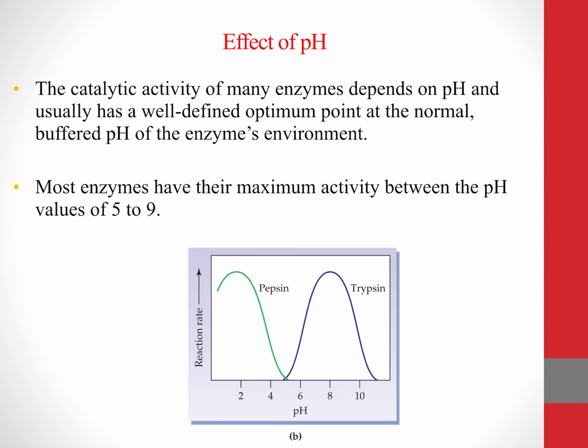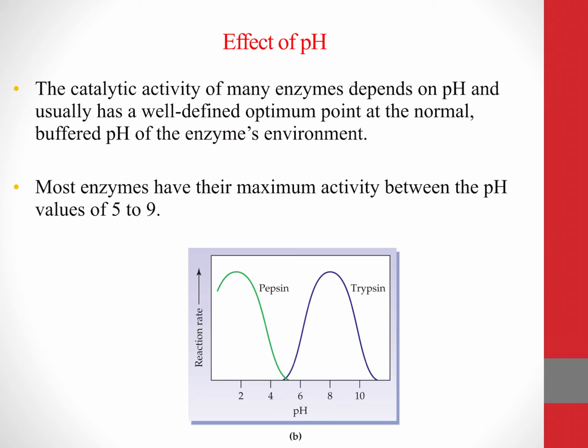Okay, then pH has a significant effect on enzymes. It can affect the intramolecular forces and change the enzyme's shape. So enzymes have a pH range in which they perform optimally. Most enzymes have their maximum activity between a pH of 5 to 9. So you can see that in the graph.